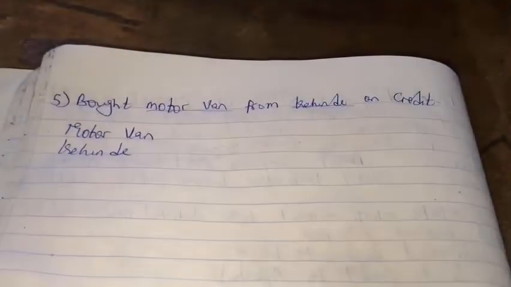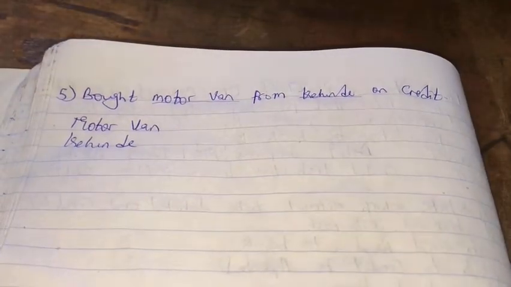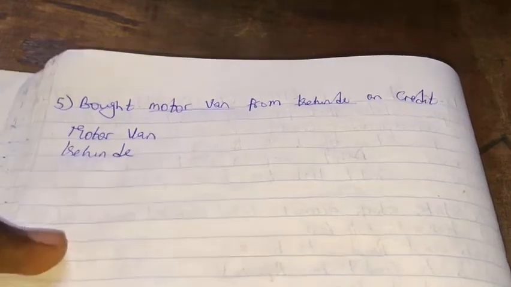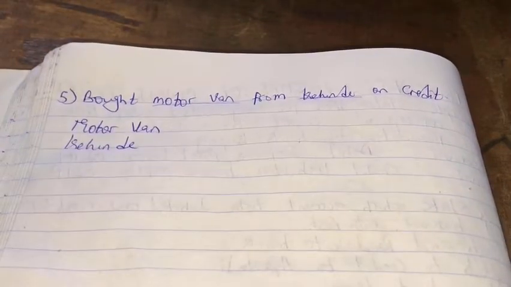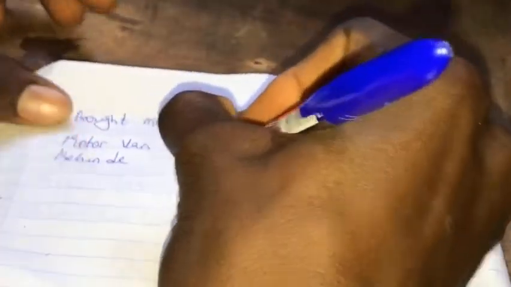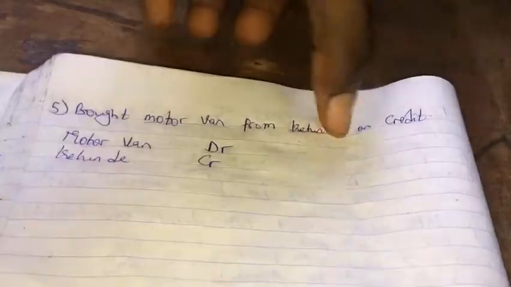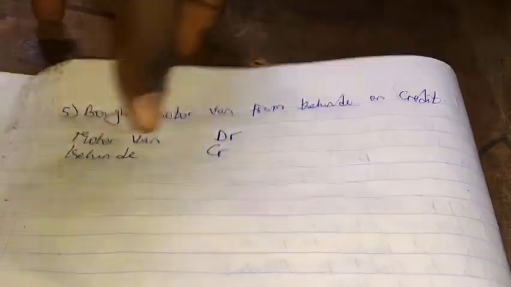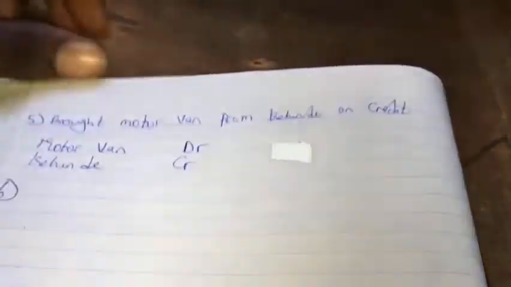So who is receiving and who is giving? Even without asking yourself a question, from the summary that I gave you, motor van is an asset, so it is automatically receiving. You debit motor van and you credit Kende because you bought the motor van. Kende is giving while motor van is receiving. Motor van is an asset, then Kende is what? A creditor, and creditor is what? Under liability. So we move to question 6.